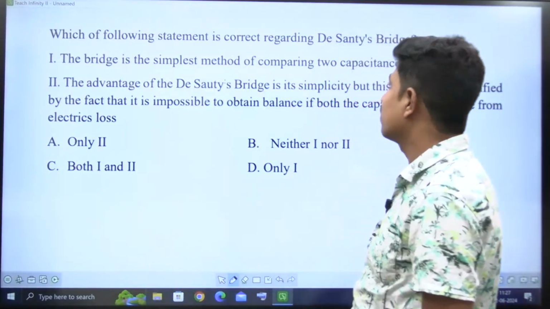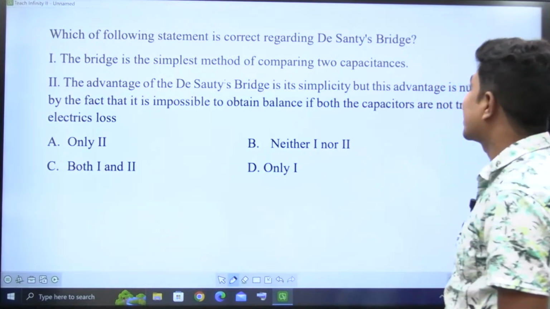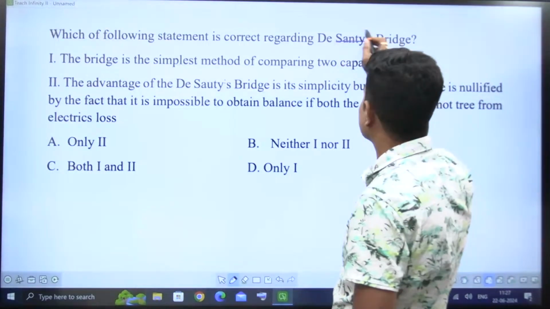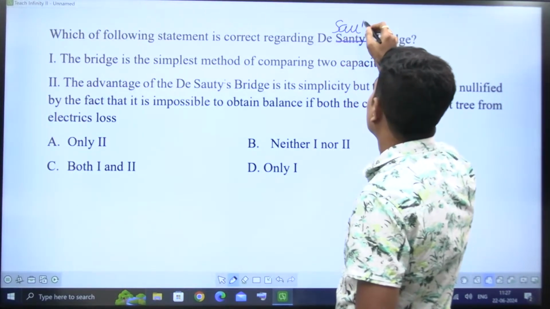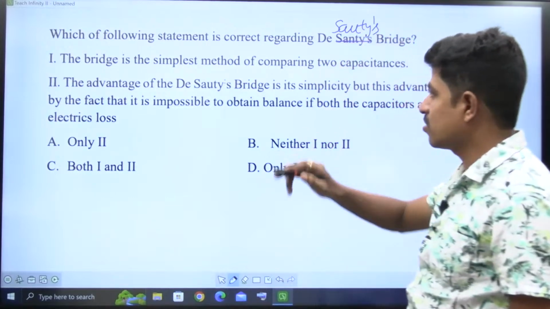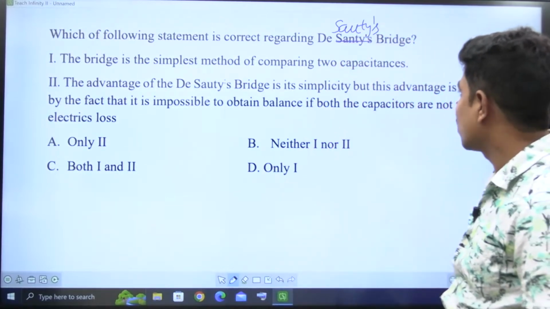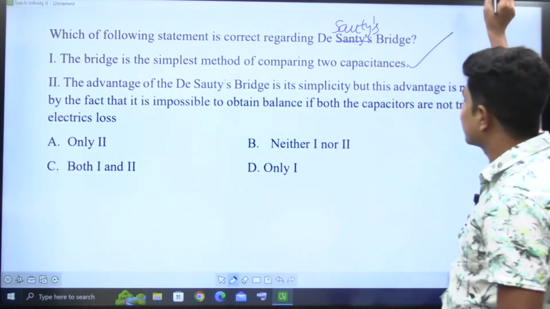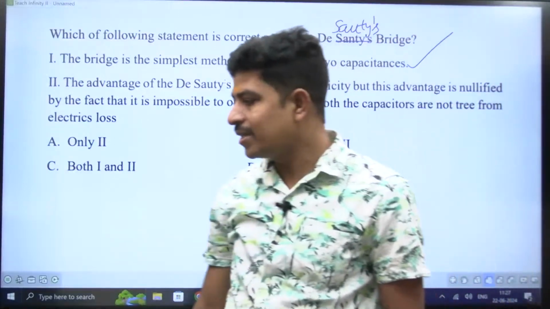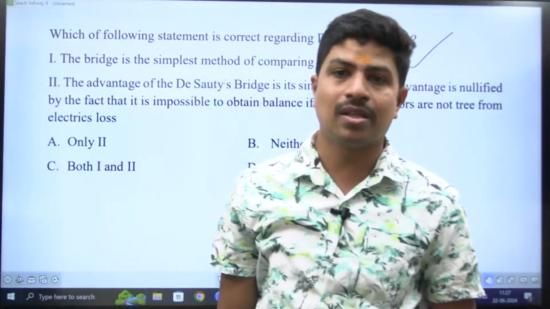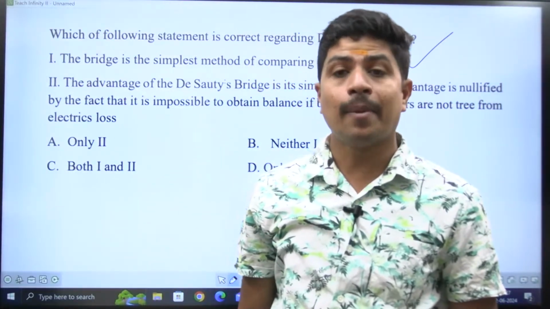Next question, please. Which of the following statements is correct regarding the De Sauty bridge? The bridge is the simplest method of comparing two capacitances. Yes. The purpose of the De Sauty bridge is to measure the unknown capacitance by comparing two capacitances.